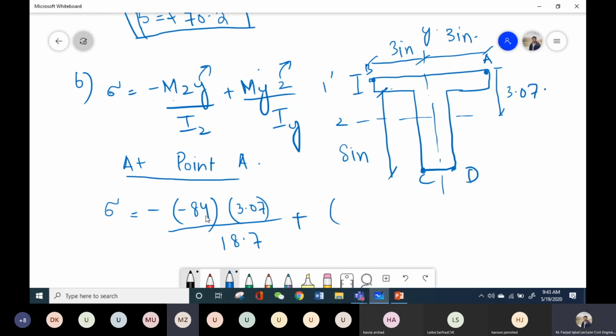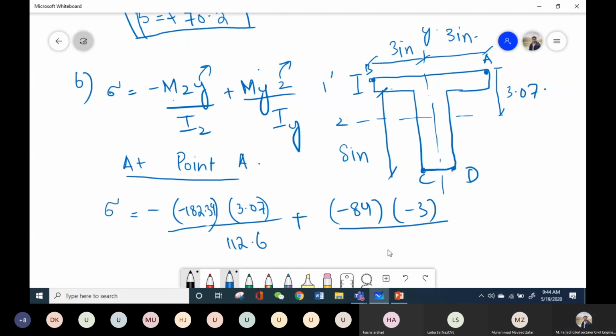Sir, My negative 84 wasn't it? Yeah, Mz is actually, I put in the wrong convention. Mz is actually minus 182.34 and Iz is actually 112.6. Okay, and My is minus 84 and z distance is minus 3 inches and Iy is 18.7. Okay.